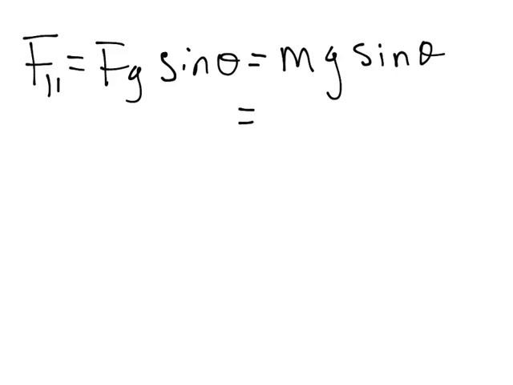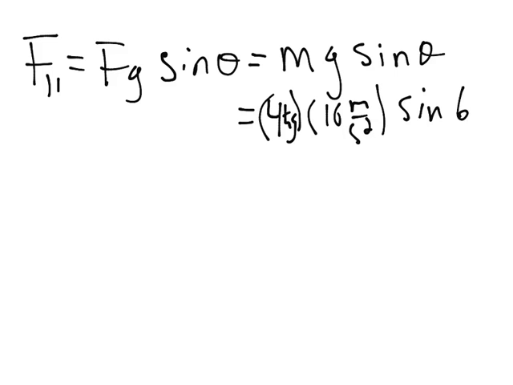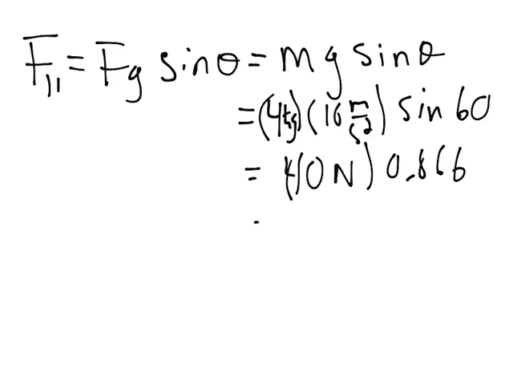So m we know is 4 kilograms. G is 9.81 meters per second squared, but we're just going to say that it's 10 meters per second squared, just so that we can simplify the math a bit. Then we have sine of 60. And then that is 40 newtons times sine of 60, which is 0.866. And this equals 34.64 newtons, which is F parallel. So this is very important.